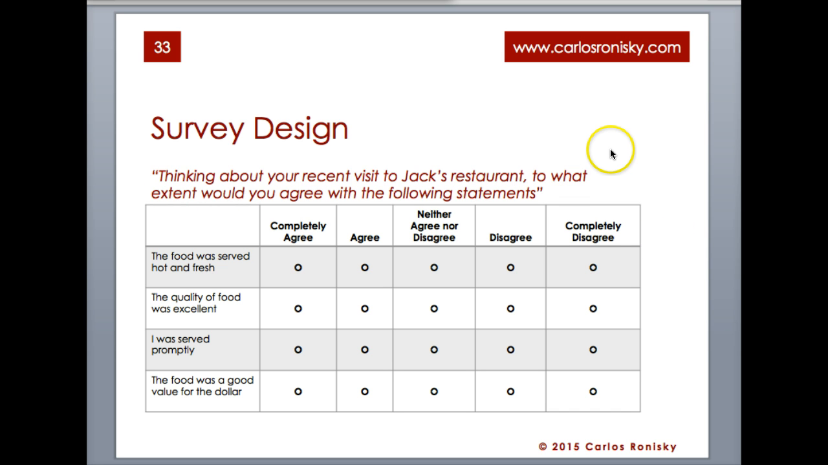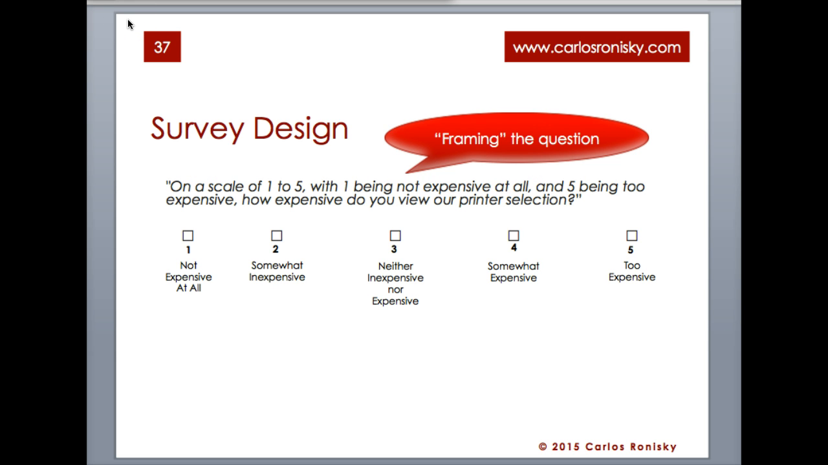So our question here is, thinking about your recent visit to Jack's Restaurant, to what extent would you agree with the following statements? And along the left, we have where we're measuring the various attributes of the restaurant, and instead of a yes or no question, we are asking on a scale of 1 to 5 whether we agree with these statements. It's better data with a richer picture of what the respondent wants to say, and it yields better solutions for the restaurant.